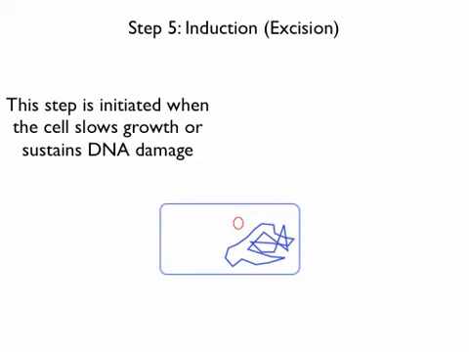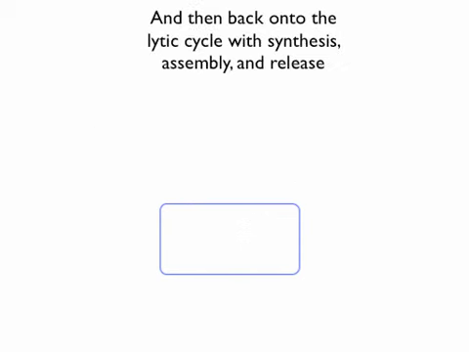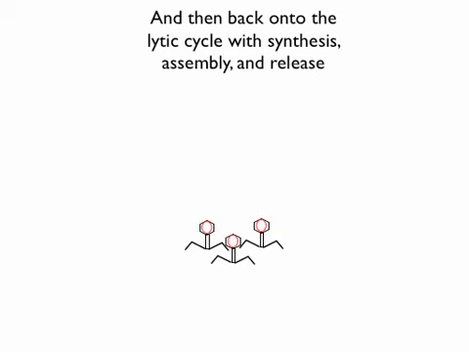This is sort of good for the cell for a while. For a while, the cell is, you know, oh, hey, the virus is here, the virus is being my friend. But eventually, the virus is going to leave it. And the virus is going to leave it in tears, because it's going to jump back on to the lytic cycle. And what are the steps of the lytic cycle that we're missing? Boom! Back onto the lytic cycle with synthesis, assembly, and release.